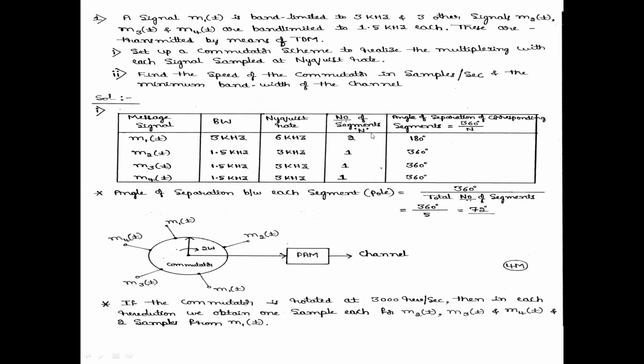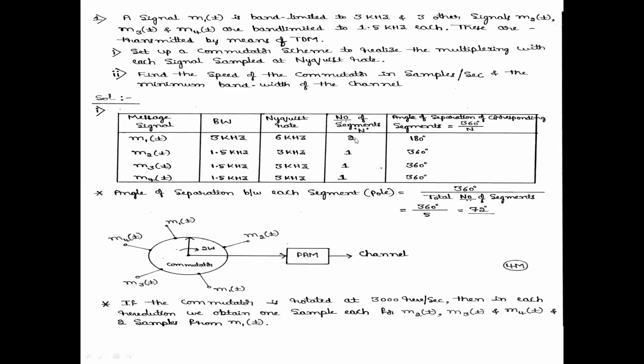How many segments are needed? Among these four signals, you have to choose the lowest one, and that lowest frequency needs to be divided into the next highest one. That way you will know how many segments are needed for each signal from the commutator. Here, the lowest frequency is 1.5 kHz. Dividing 3 kHz by 1.5 kHz gives two, so it requires two segments. The remaining signals each need one segment.